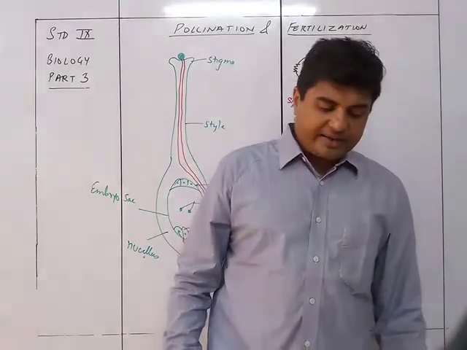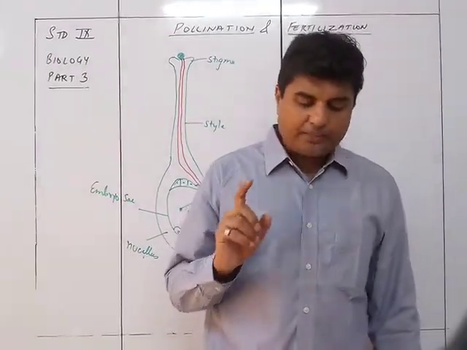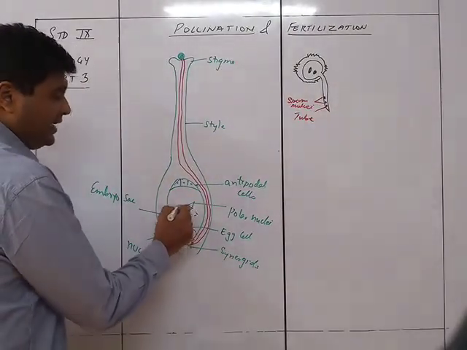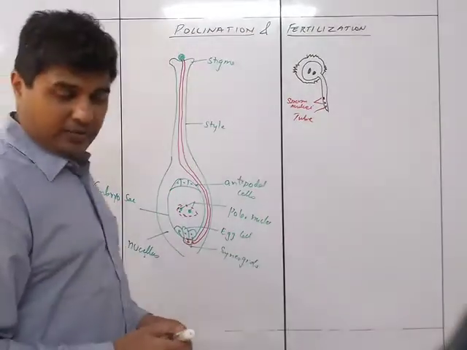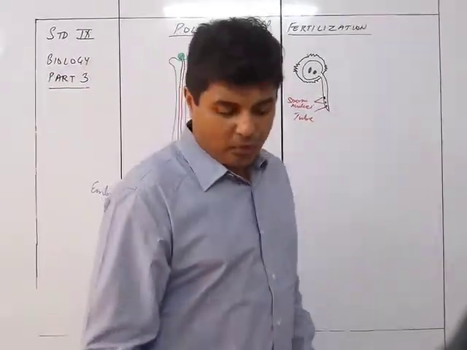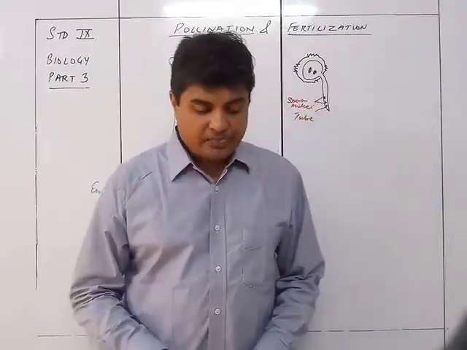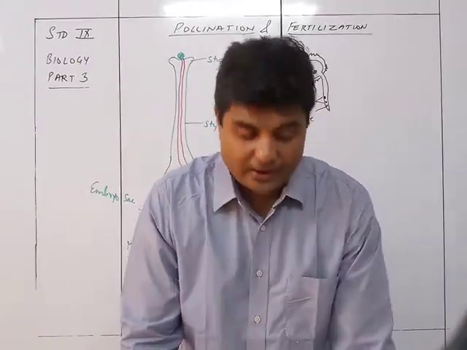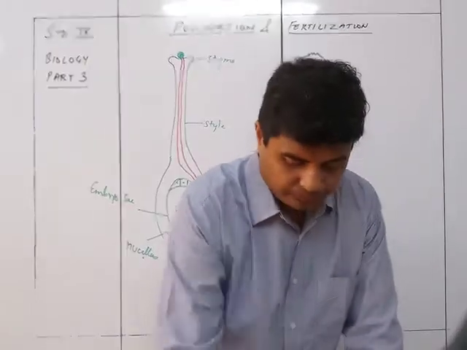The central cell contains 2 nuclei called the polar nuclei. So this is actually a single cell having 2 nuclei in it, which are called the polar nuclei, fused together.